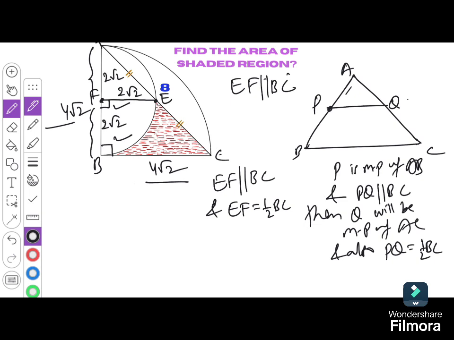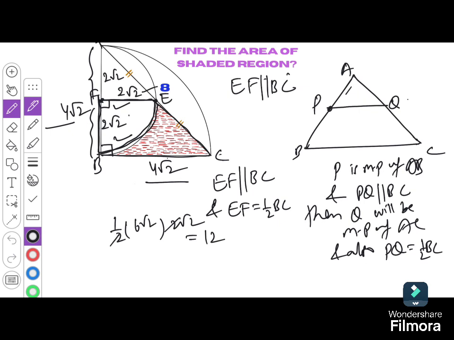Now I will find the area of this trapezium. You can see this is a trapezium, and I will subtract the area of this quadrant. So what will be the area of trapezium? Area of trapezium is half into sum of parallel sides. This is 2 root 2, 4 root 2, it means 6 root 2. And height, so height is also given, 2 root 2. So by solving it, we have 12. So area of this trapezium will be 12.